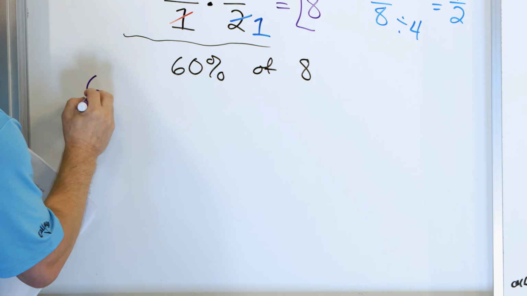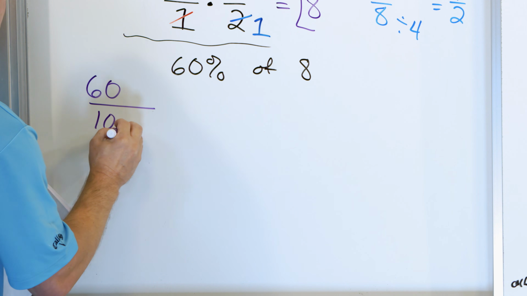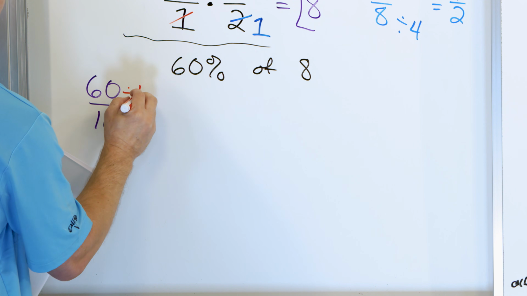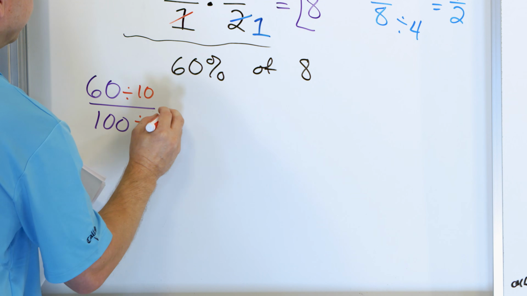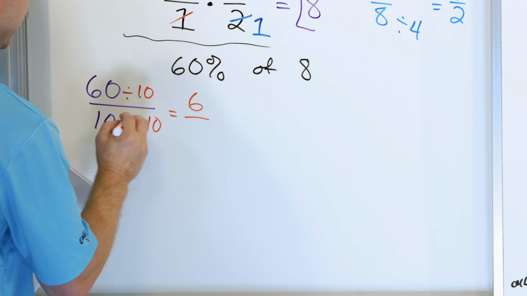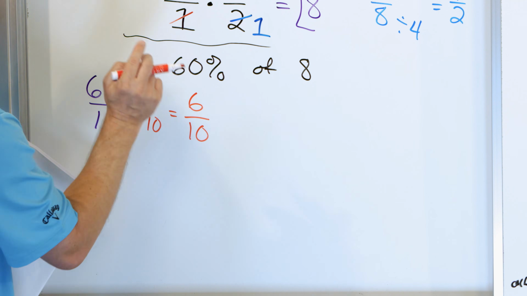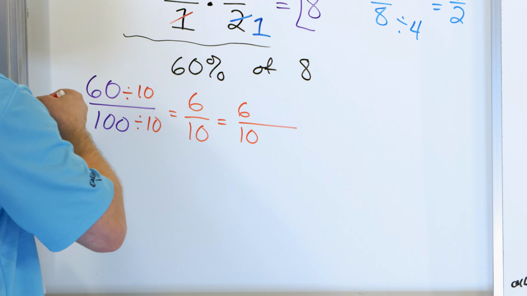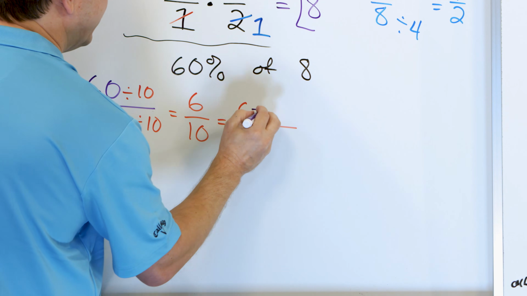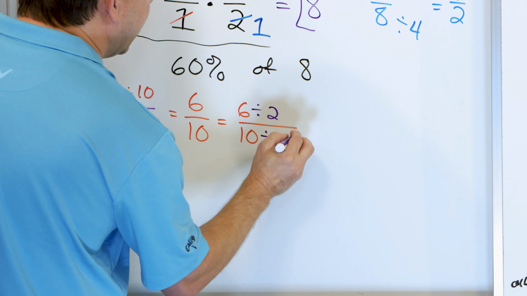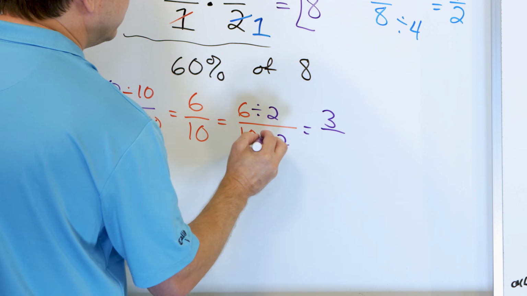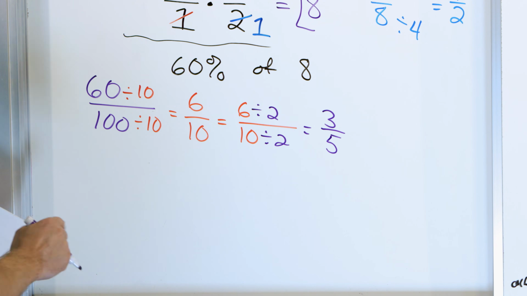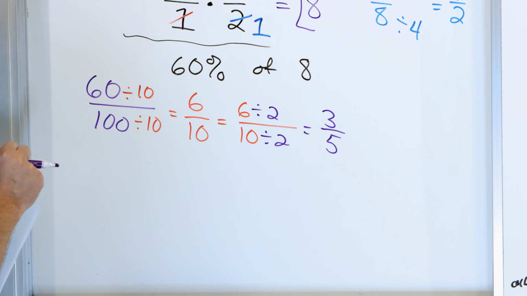Well, we're going to say 60% is 60 out of 100. But this is a fraction I can simplify. I can divide the top by 10, and I can divide the bottom by 10. 60 divided by 10 is 6, and 100 divided by 10 is 10. But then I say, wait a minute, I can simplify this as well. So I can divide this by 2 and this by 2, and 6 divided by 2 is 3, and 10 divided by 2 is 5. So it's 3/5. So 60% is 3/5, right, of 8.